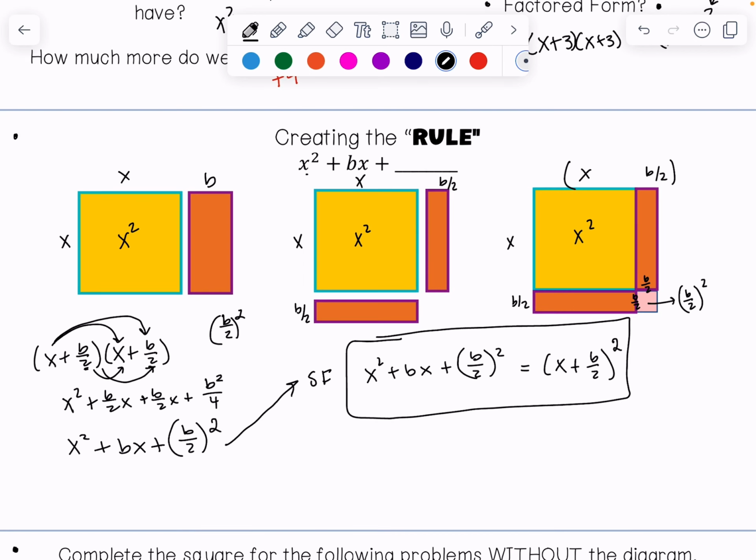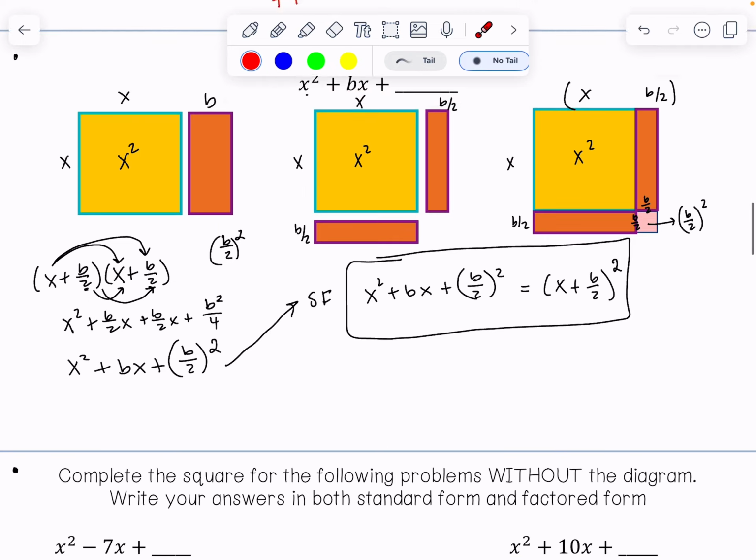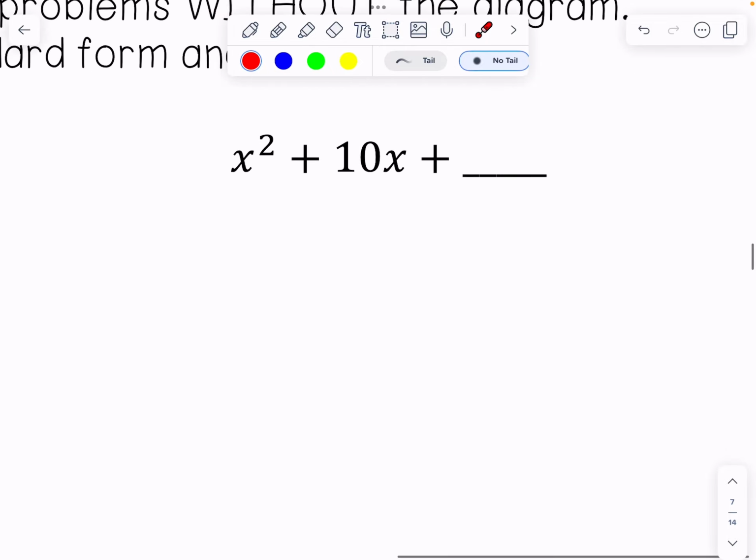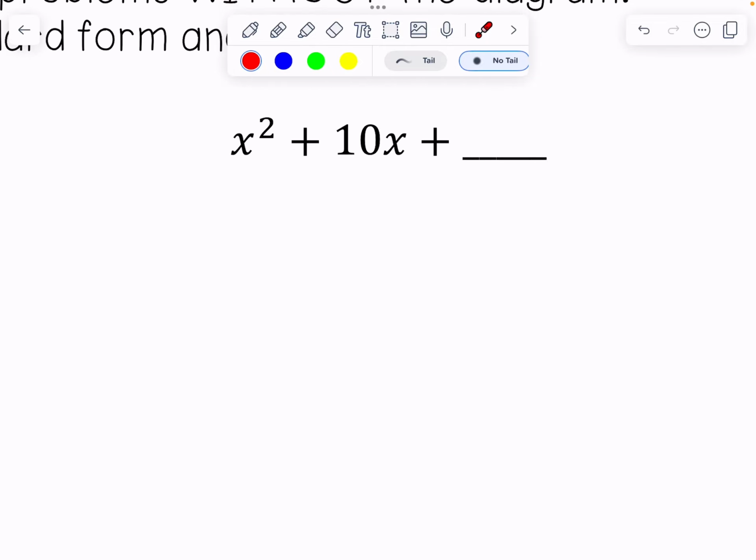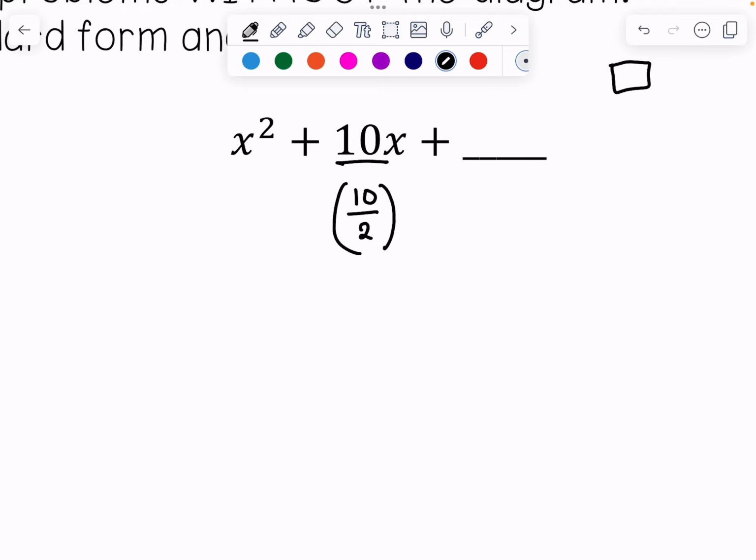So now that we've seen it visually, let's see if we can actually put this into action. Can we figure out, without having to draw this whole diagram, what should go in the blank? So we're going to start with this one. I know that it's all about my b over 2. So the first thing I'm going to do is I'm going to take my b value, and I'm going to divide it by 2. And then we know that it's b over 2 squared, because we're trying to find the area of that small square. So we're actually going to square whatever we get here, which is 5. It's going to be squared. Bam, that's what goes here, which is 25.